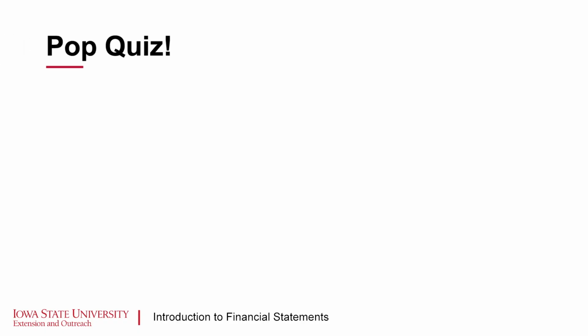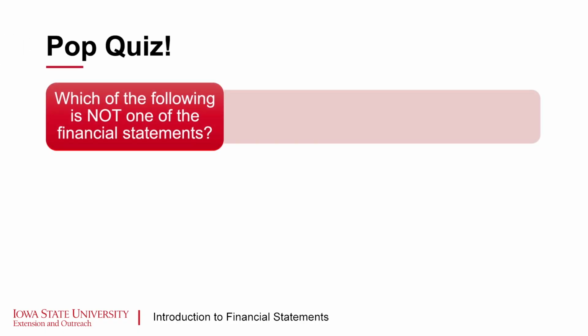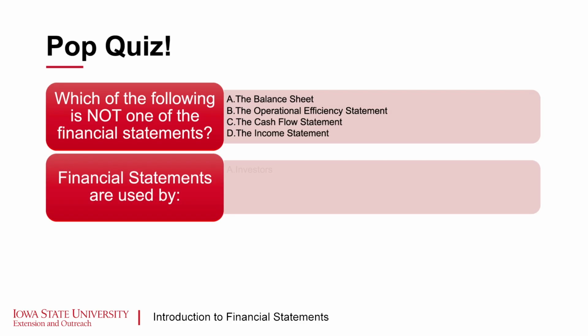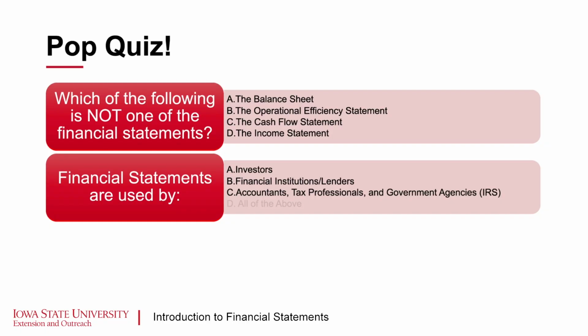Time for a pop quiz. Which of the following is not one of the financial statements? A, the balance sheet. B, the operational efficiency statement. C, the cash flow statement. Or D, the income statement. Financial statements are used by A, investors. B, financial institutions and lenders. C, accountants, tax professionals, and government agencies such as the IRS. Or D, all of the above.